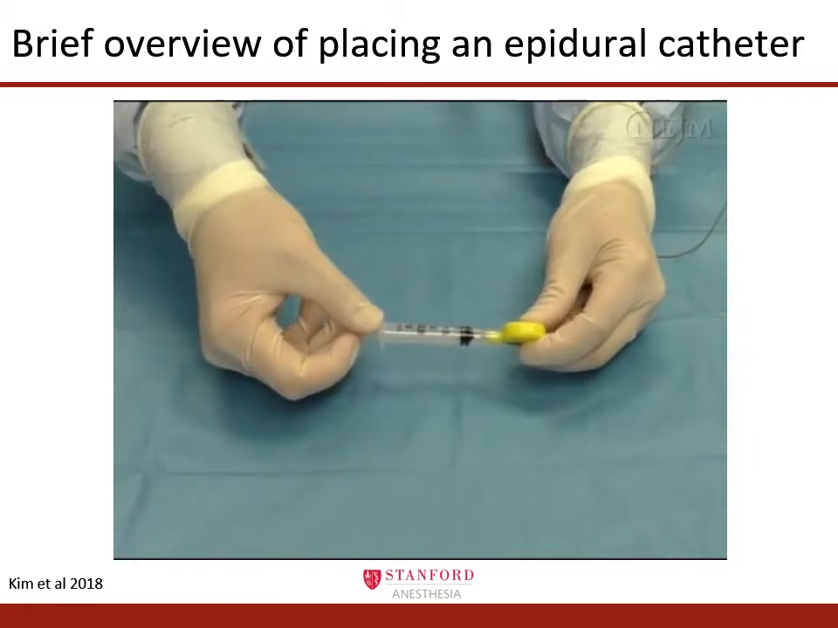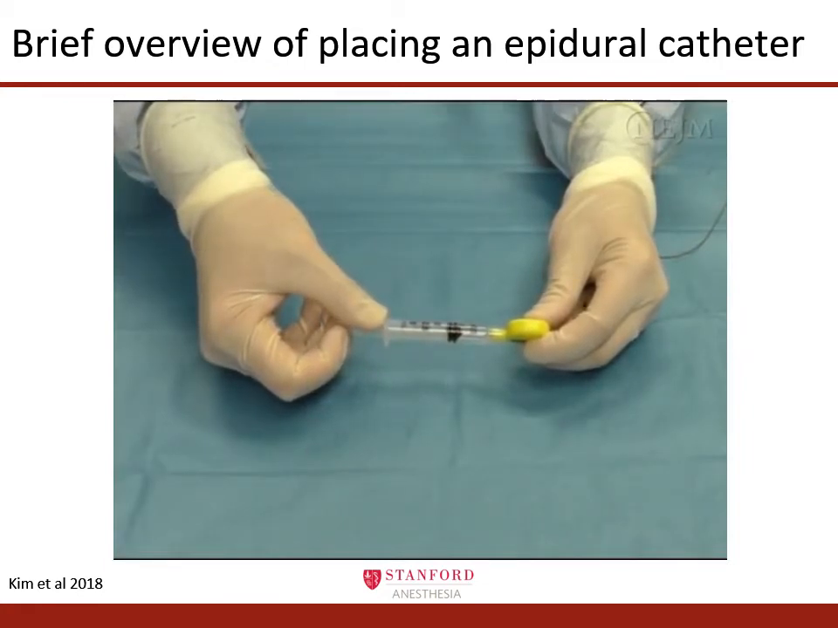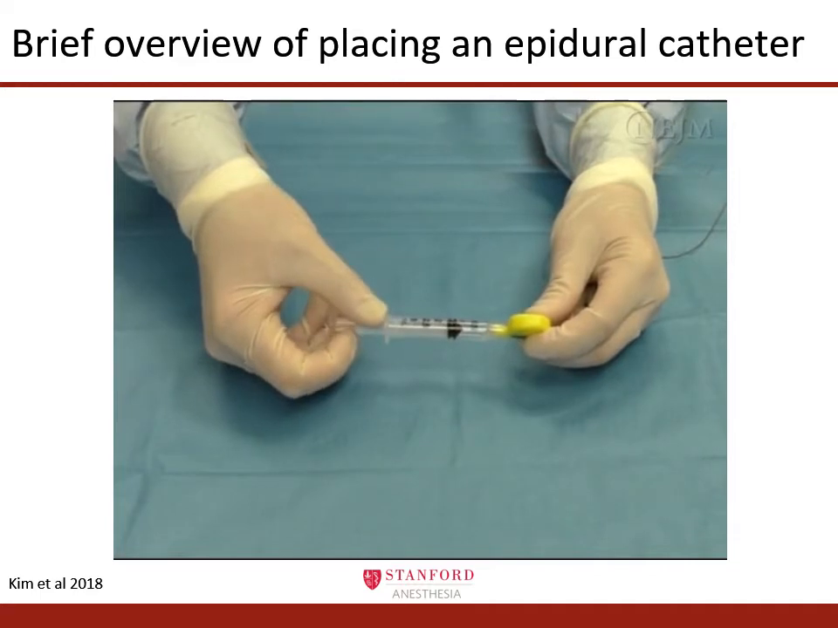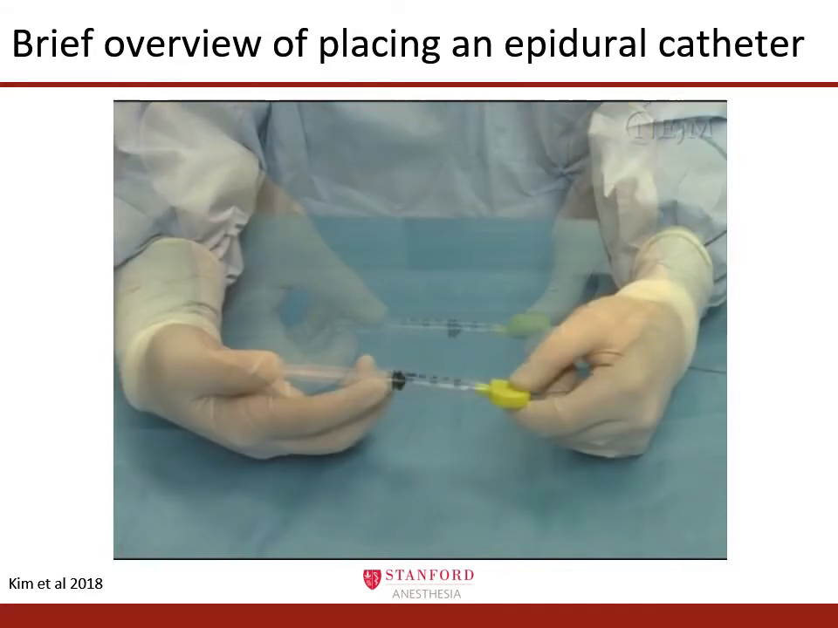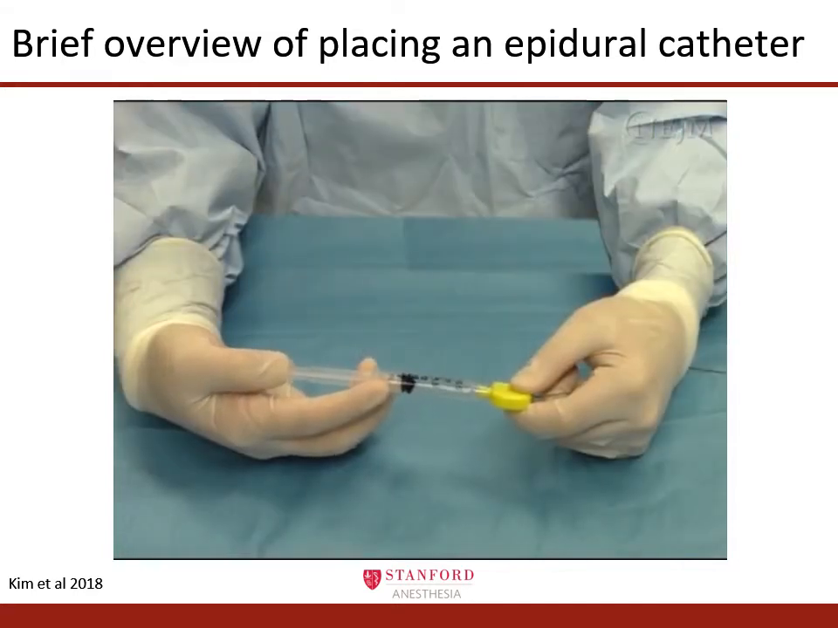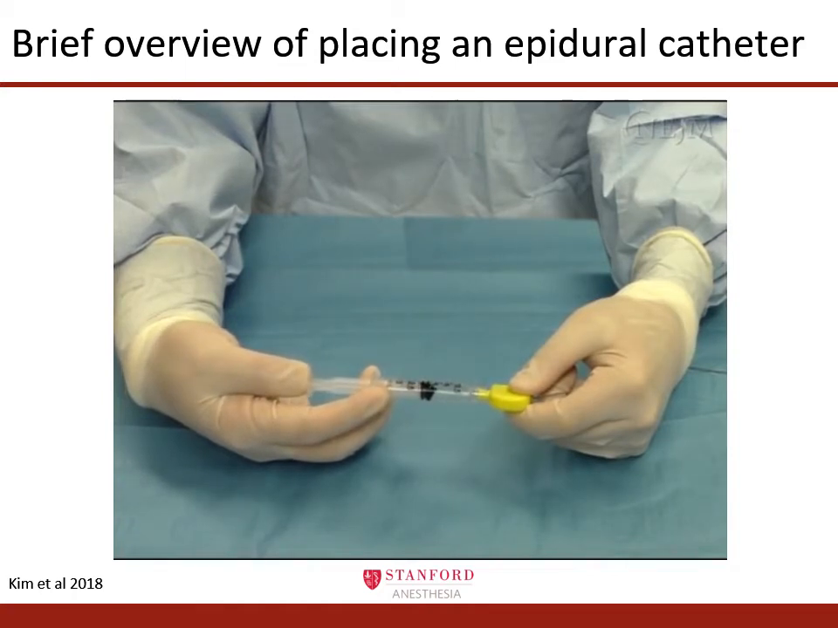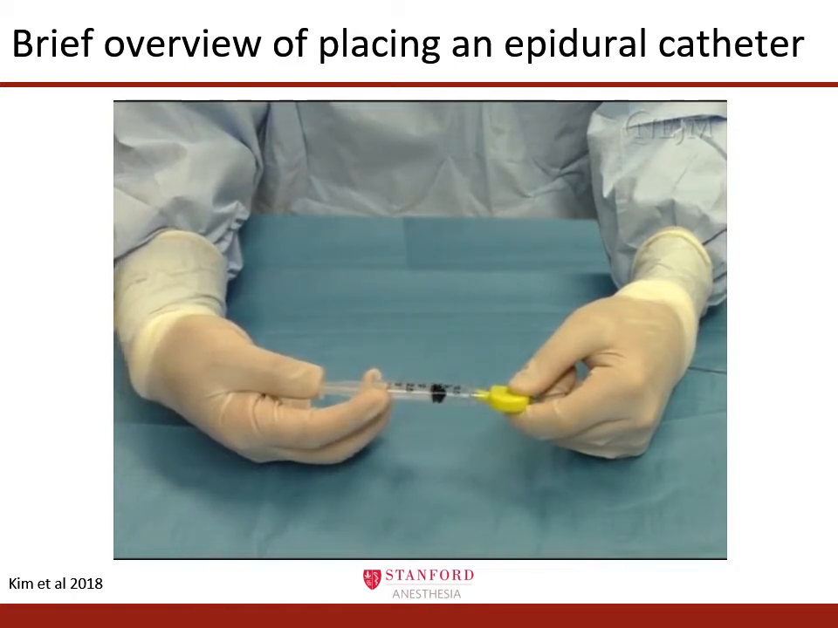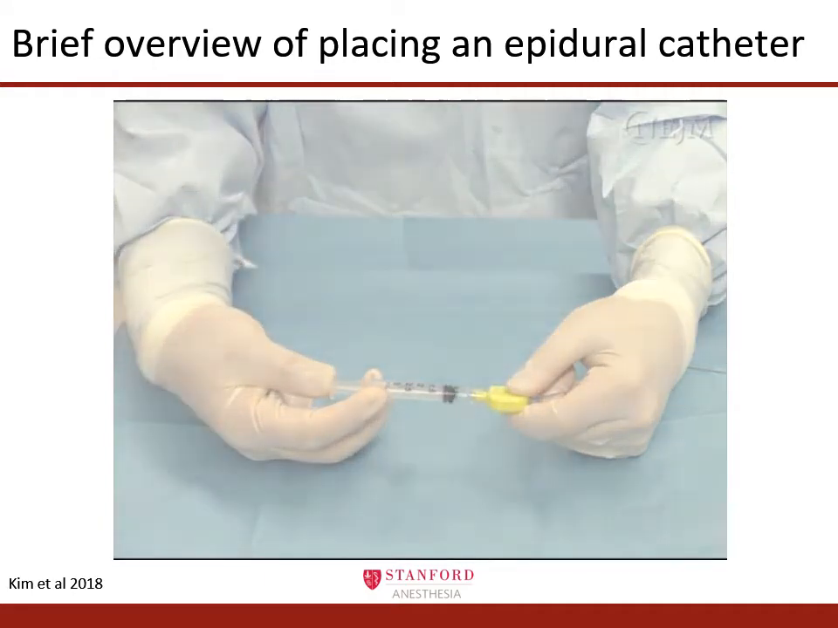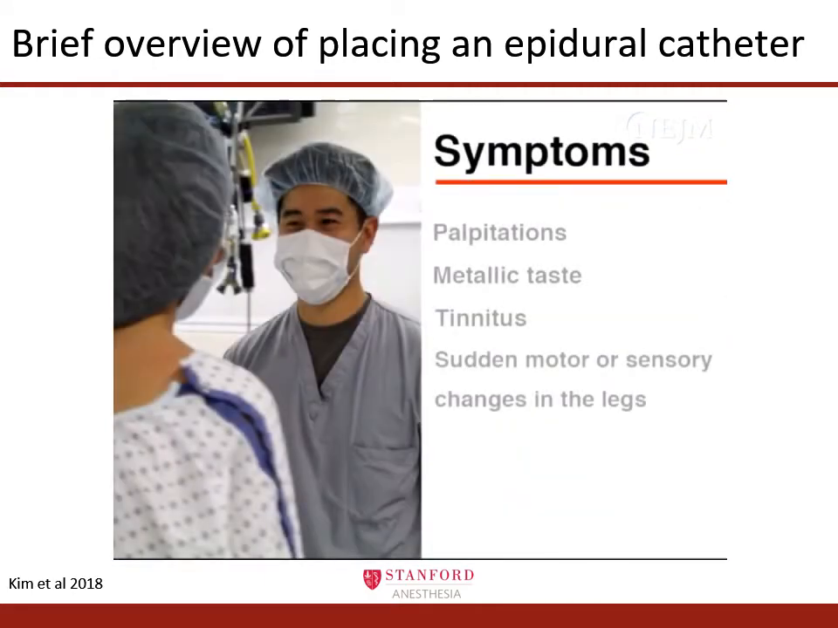First, aspirate the catheter with a syringe and look for blood or cerebrospinal fluid. The absence of blood or cerebrospinal fluid is a good indicator of correct placement, but it does not rule out intrathecal or intravascular placement. Second, inject a test dose through the catheter. Usually 3 milliliters of 1.5% lidocaine with a 1 to 200,000 dilution of epinephrine is used. Ask the patient to report any symptoms that occur after the test dose was injected, such as palpitations, metallic taste, tinnitus, or sudden motor or sensory changes in the legs.